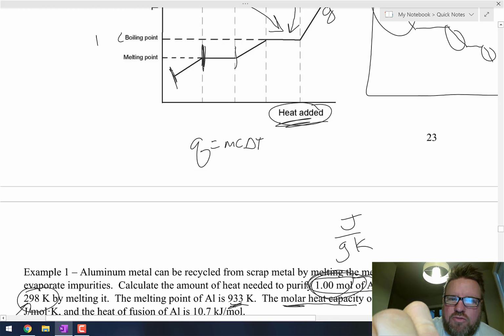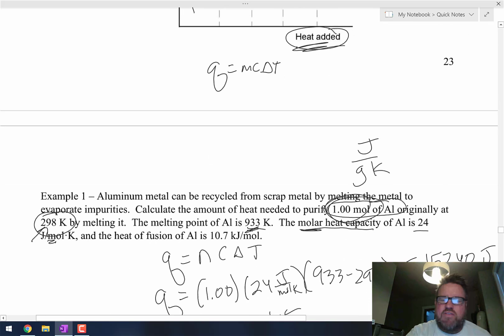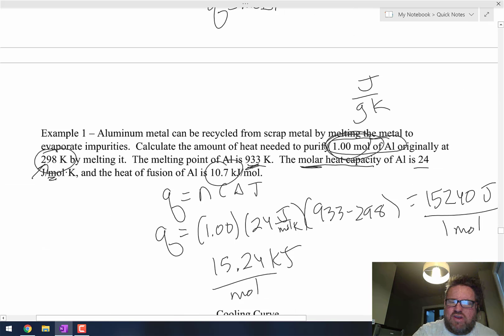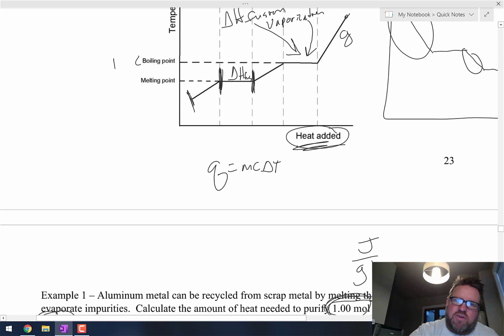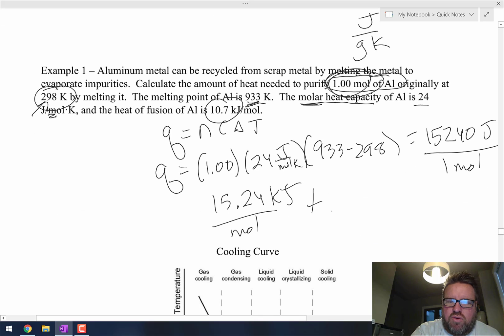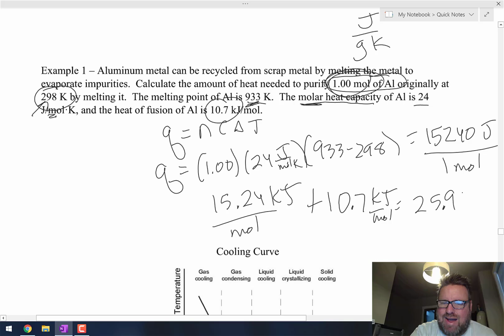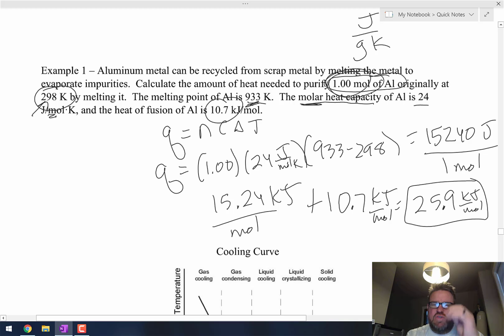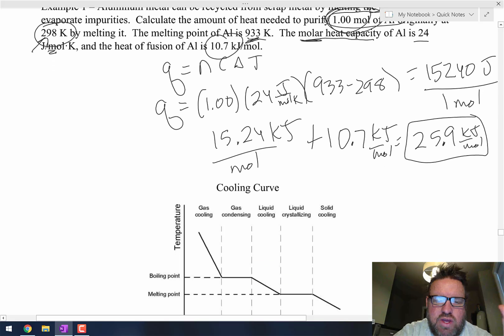Okay, and now for the melting process, they already give you, and again, that's where the delta H of fusion comes in, and they've already given that to us. The delta H of fusion is 10.7. So basically, we've got to take our first part here and then add it to that part there. So 15.24 plus our 10.7 kilojoules per mole is going to equal 25.9 kilojoules per mole. Okay, so that's one of the ways you can look at problems dealing with heating curves, or cooling curves is the same thing.